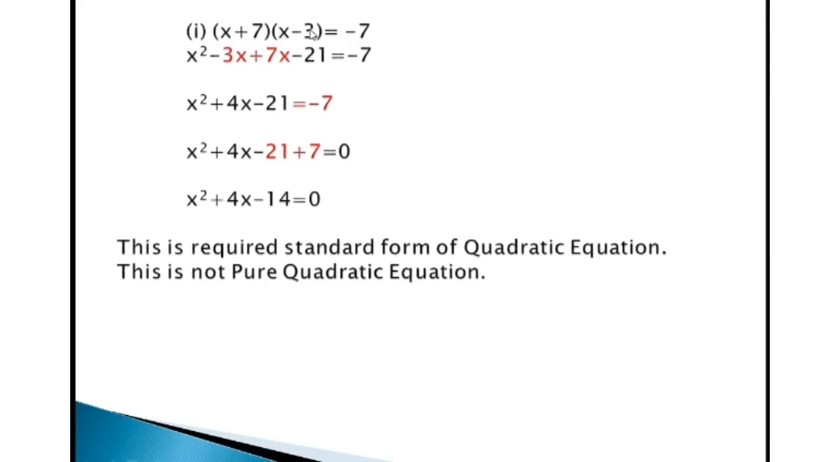So first of all, we multiply these two algebraic expressions, we get this. Then we add like terms, we get 4x. Then as in the standard form of quadratic equation, the right hand side is equal to 0, so we put minus 7 on the other side of equal. We get plus 7. And here we get x square plus 4x minus 14, that is equal to 0. This is the required standard form of quadratic equation. This is not a pure quadratic equation. This is part number 1.